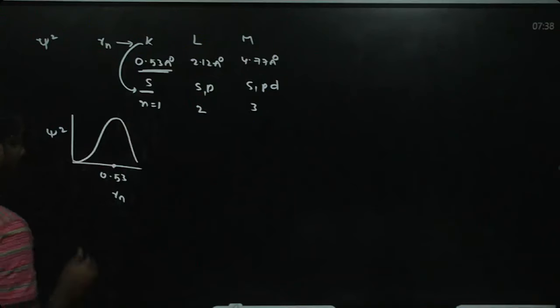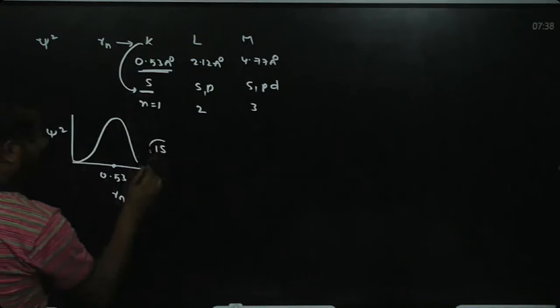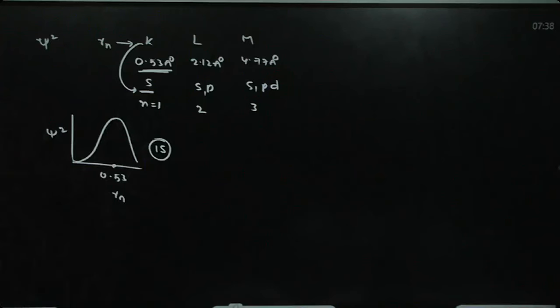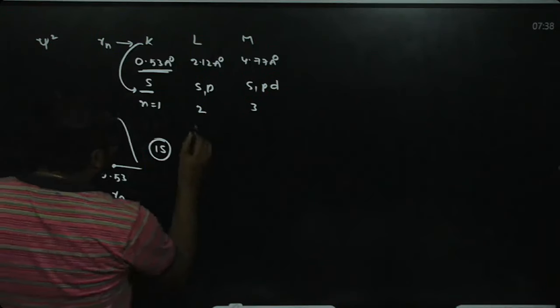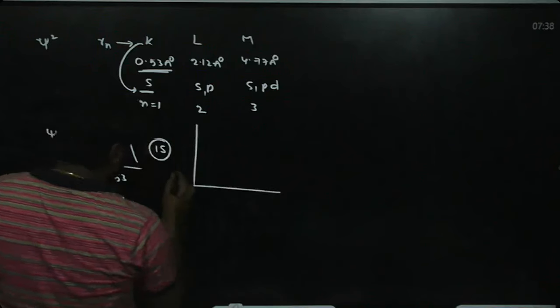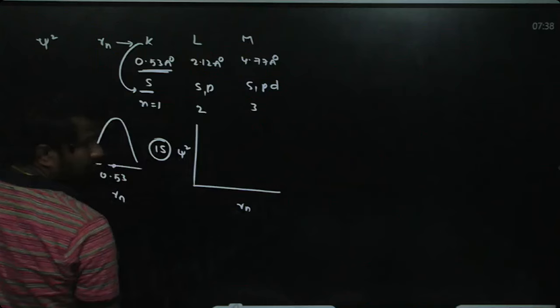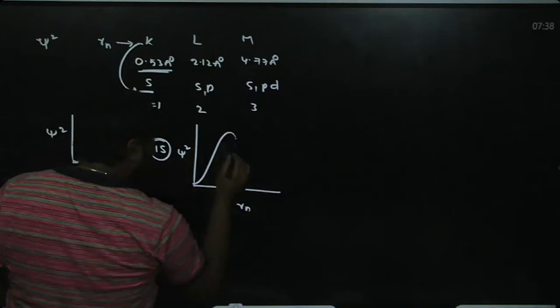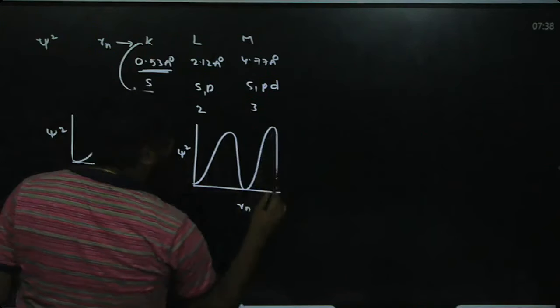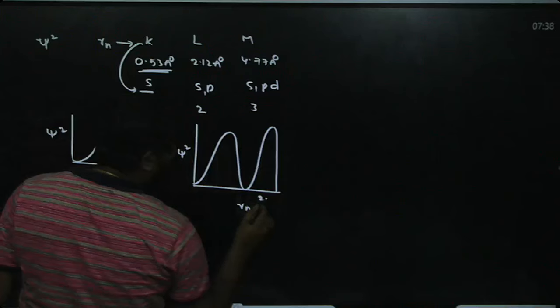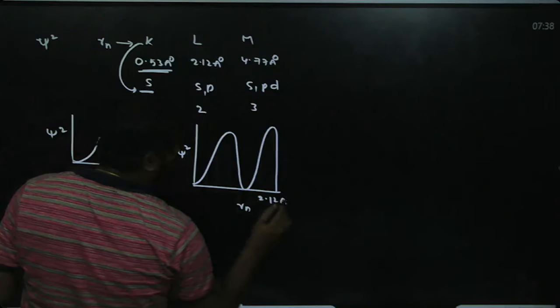Okay? So this represents the 1s orbital. What is that? 1s orbital. Understand? Now, this is psi square. This is the radius of nth orbit. I am getting this first peak and this second peak. This second peak I observed at 2.12 angstroms.